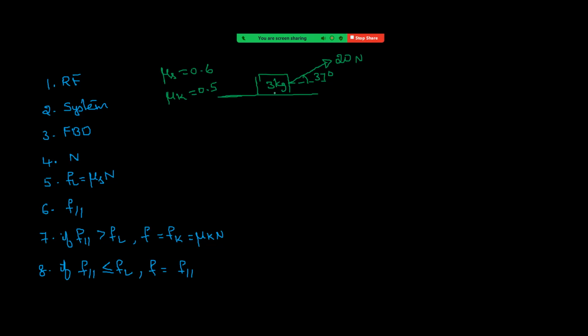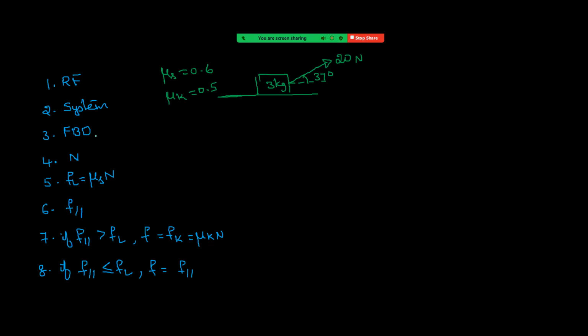Let us see now. Step one: focus reference frame. So we are solving the question from ground frame. Okay, so from ground frame means there is no pseudo force. System: here there is only one block, therefore, there is no confusion. Focus only 3 kg block. Next, focus free body diagram.